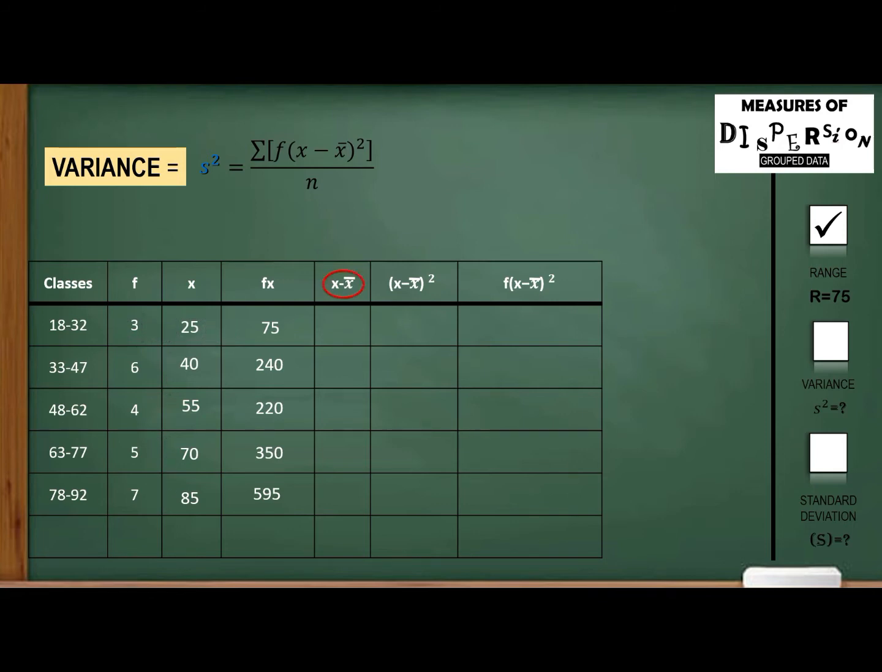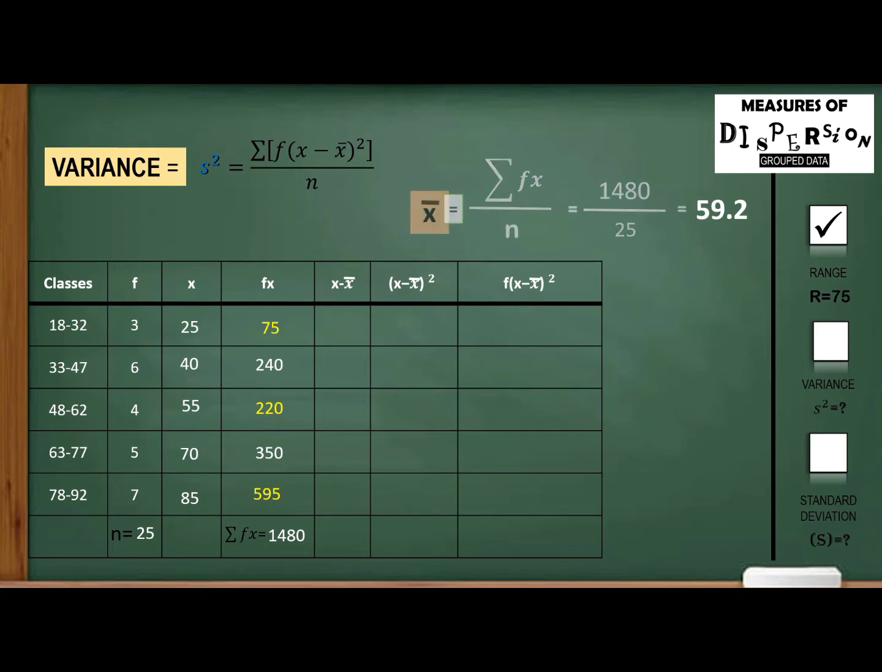Afterwards, subtract the values of x to the mean of the data to supply the needed values for the next column. But since the mean is still unknown, we can use the formula summation of fx divided by n, wherein the summation of f times x is the sum of all the values of the frequency times the class mark, and n is the sum of all the frequencies. So, 1480 divided by 25 results to 59.2. 59.2 will be the mean of the data.